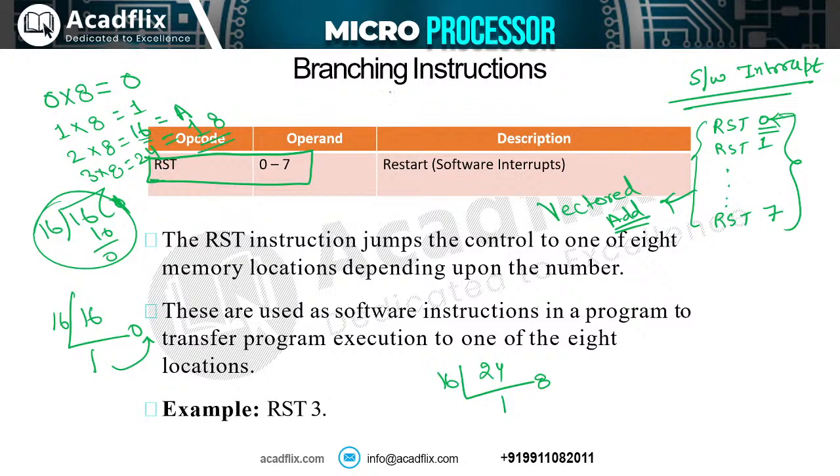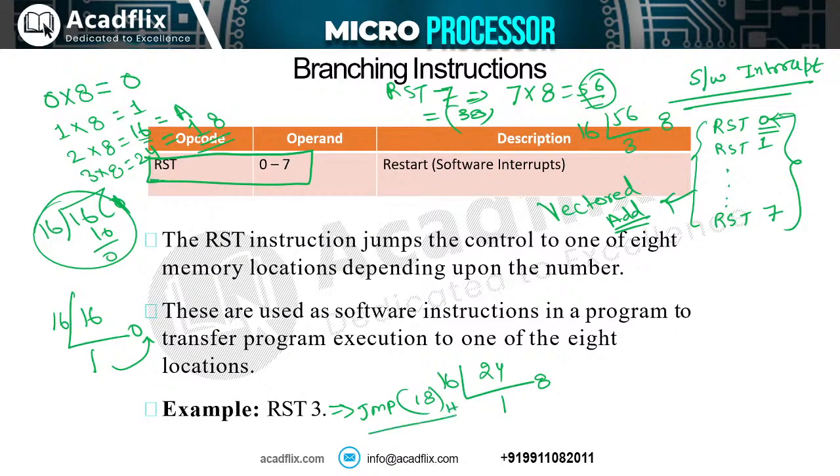For RST 7, the jump address will be the vector number multiplied by the width of the data bus, that is 56. Now this value is in decimal. You have to convert this into hexadecimal. You will get 3 sixteens is 48, so you will get 38 hexadecimal. That means the jump address will be 38. So when you say RST 3, it is nothing but a jump to the jump address 18. This means that you are jumping to location 18.